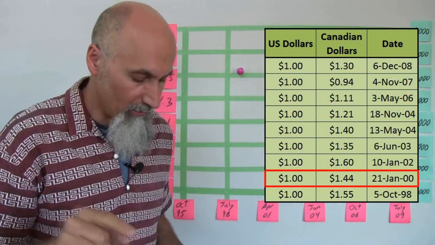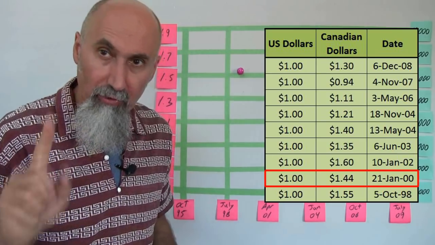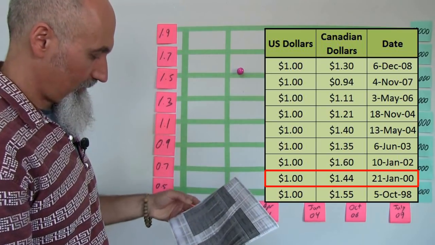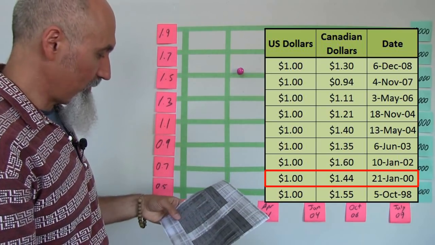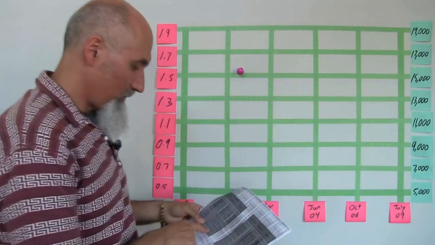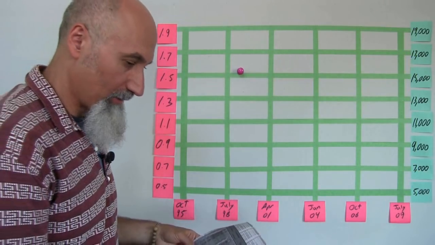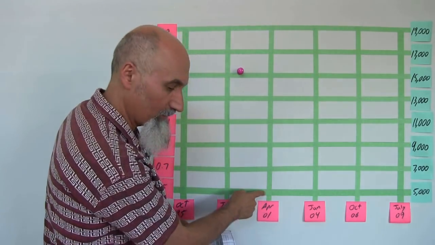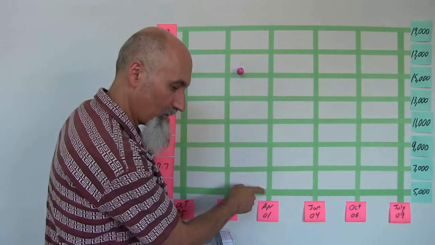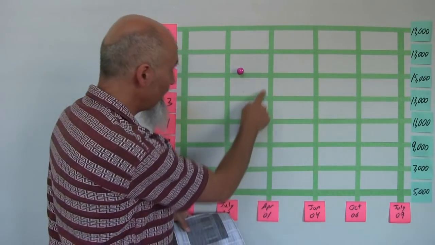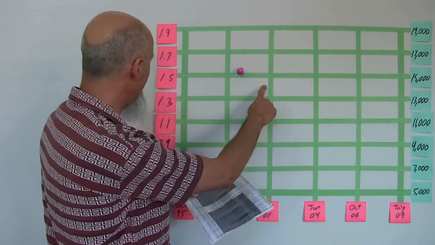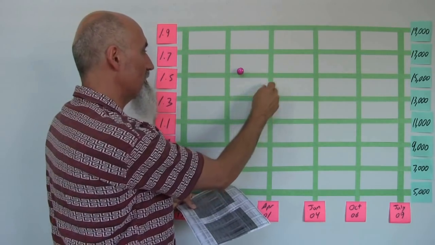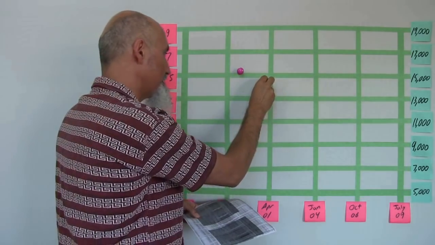January 21st, 2000, one US dollar got you $1.44 Canadian, right? $1.44 Canadian, one US dollar. January 2000 is around here. So we're talking about here, April, it got you $1.44. So that's $1.30, that's $1.55, $1.40 is in the middle, so a little bit above, right?